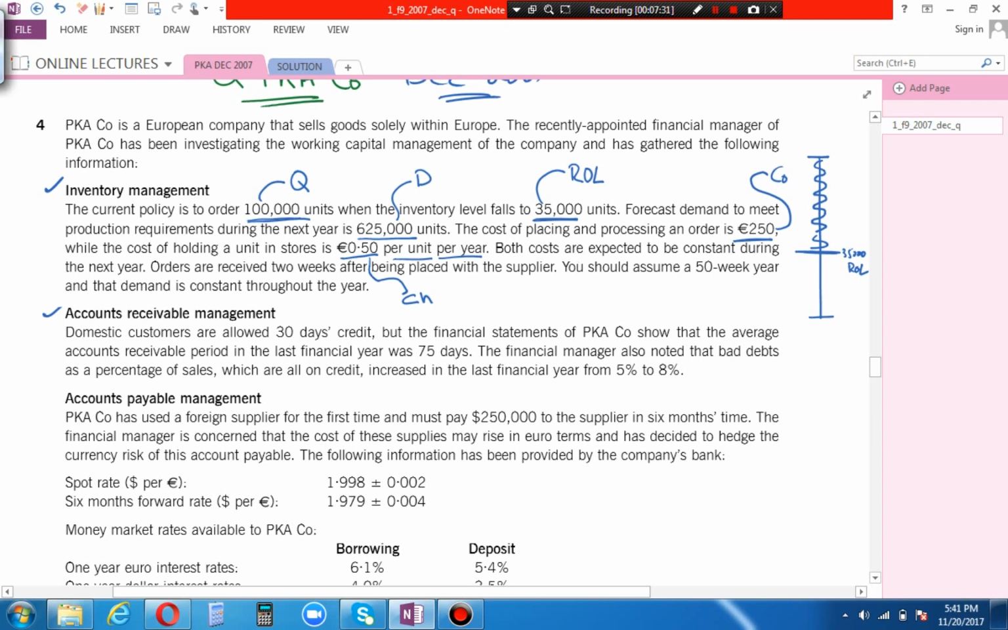Both costs are expected to be constant during the next year. Orders are received 2 weeks after being placed with the supplier. Okay, so once you place the order, then you get that order within 2 weeks. This is what we call lead time.